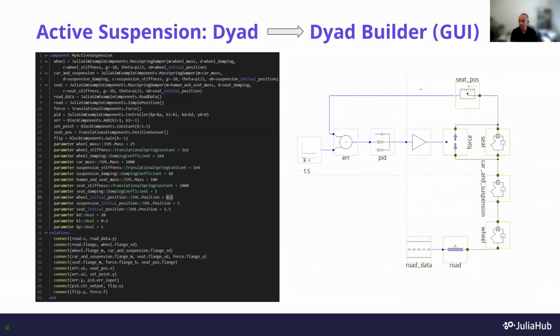The seat position is pulled out of the dynamics. And in the loop, we have a PID controller, which is controlling an actuating force, which attempts to dampen the seat response as it moves over a bumpy road. So this is an example of how it maps one-to-one with a graphical representation.